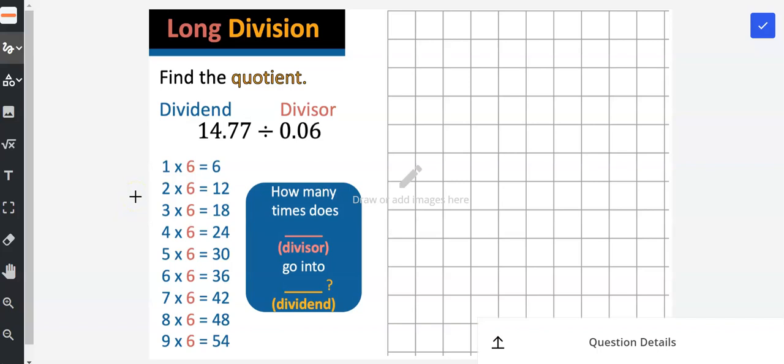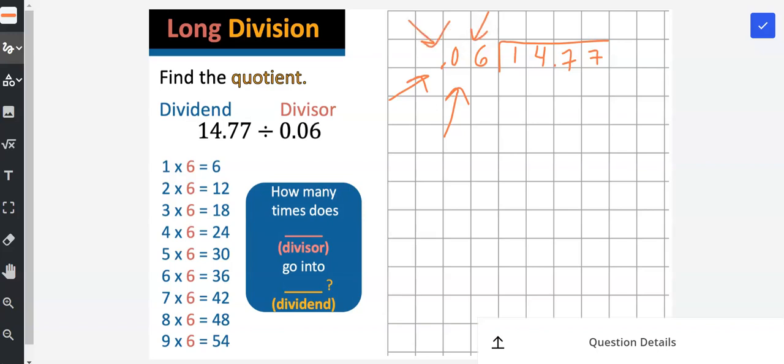So in this problem, we're taking 14.77 and we are dividing it by 0.06. And then the first thing we need to think about is, do we need to move the decimal or do we not? If you do not see a decimal in the divisor, you don't have to move it.